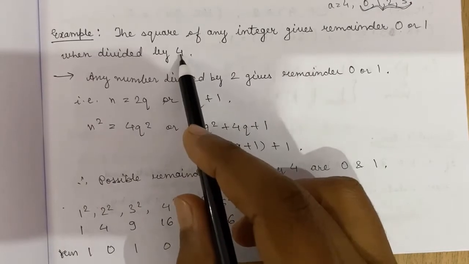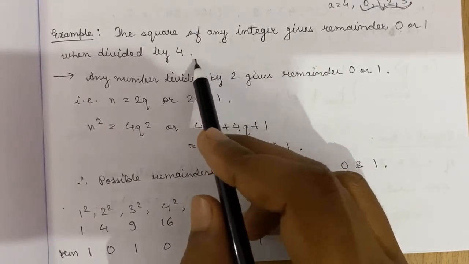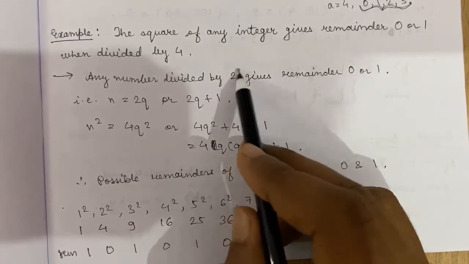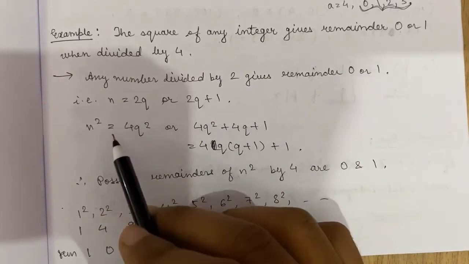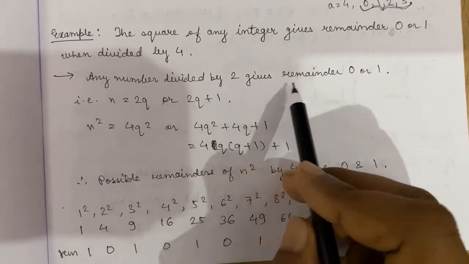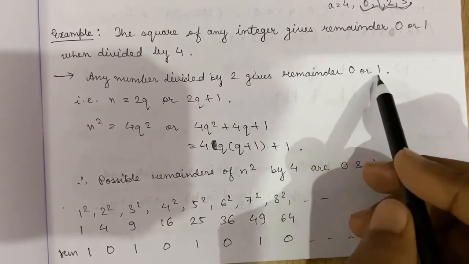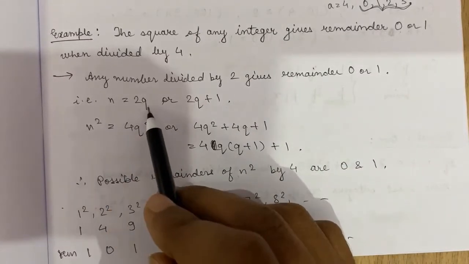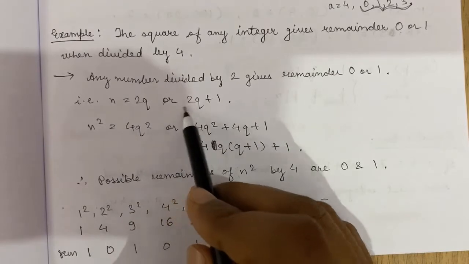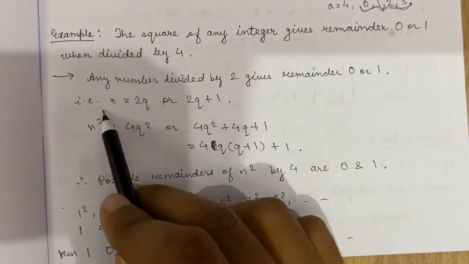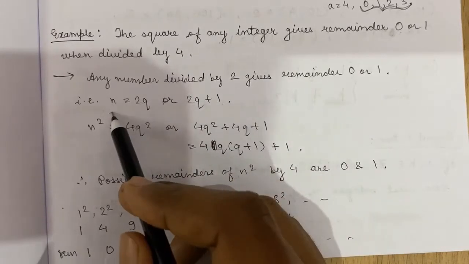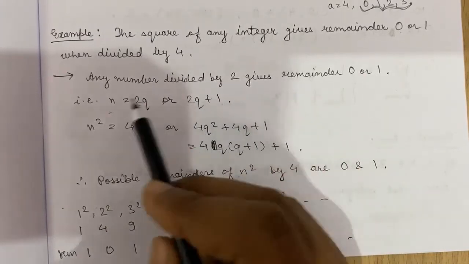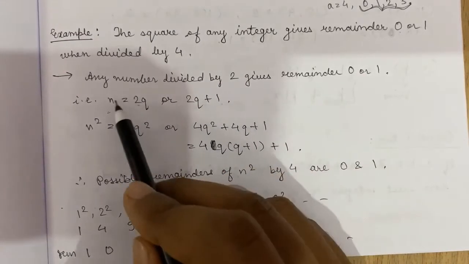Since we want the square of an integer and the remainder by 4, we start with an integer n and look at the remainder by 2, and then we square the integer. Any number when divided by 2 would give remainder 0 or 1. The remainder has to be between 0 and 2, so 0 and 1 are the only possible remainders. If the remainder is 0, then n equal to 2q, or if the remainder is 1, then n equal to 2q plus 1 would hold. These are the only two possibilities. If n equal to 2q, then 2 divides n, then n is an even number. If n equal to 2q plus 1, then n is an odd number.